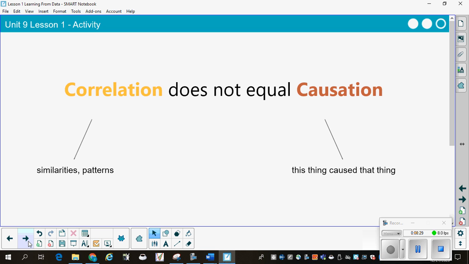So again, correlation, not causation. Both things increase, but the reason they're both increasing is because more people are out and about, or it's hotter and people want to eat ice cream to cool off.